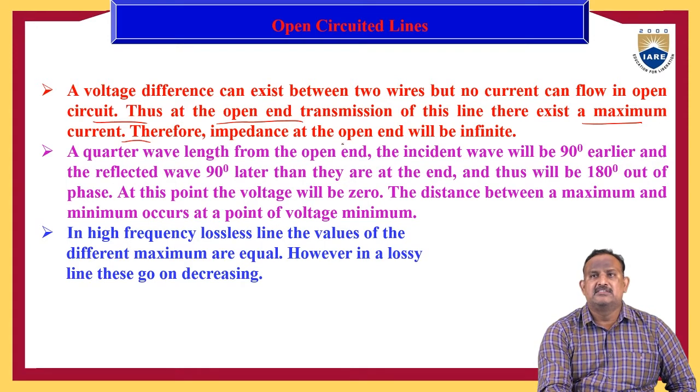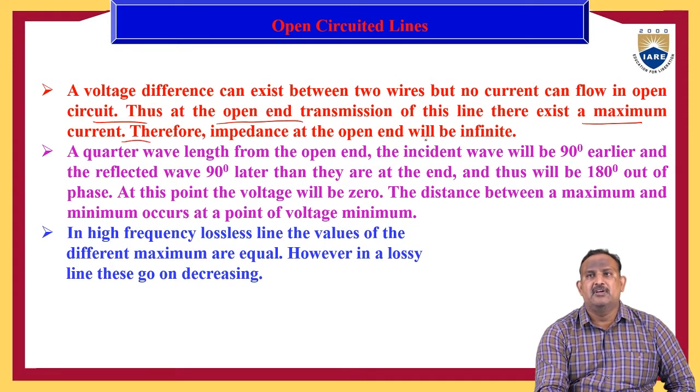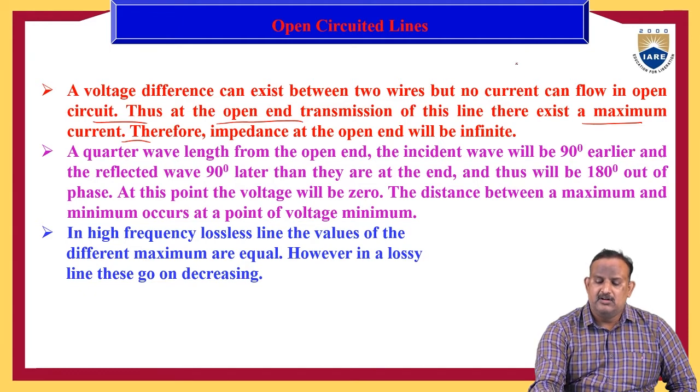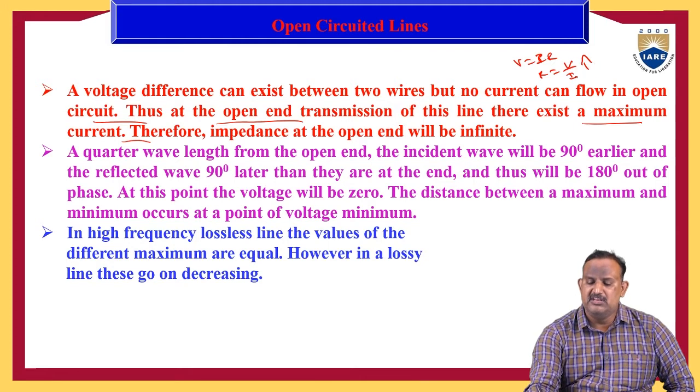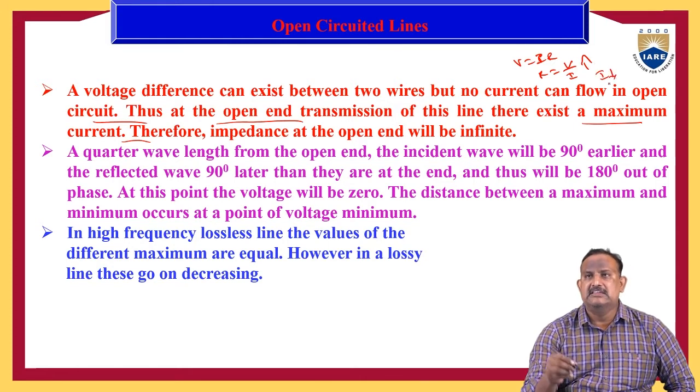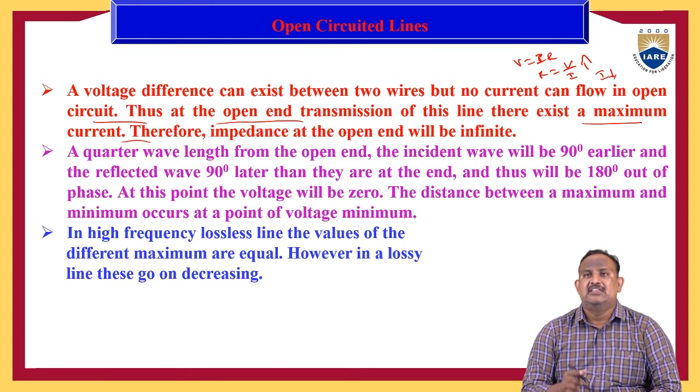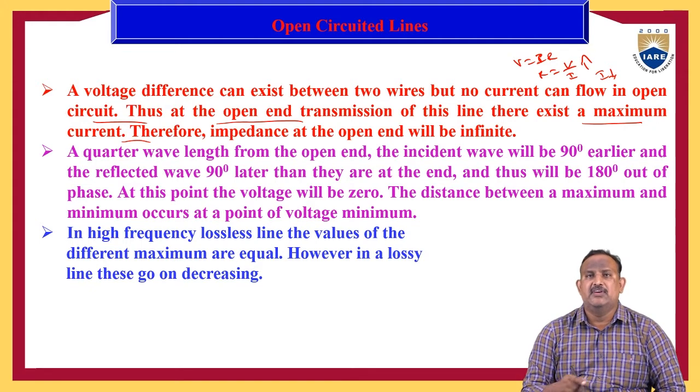Therefore, the impedance at the open end of the line will be infinite, because V equals IR, that is, R equals V by I. If I is minimum, the R value increases. Therefore, the impedance at the open end will be infinite.